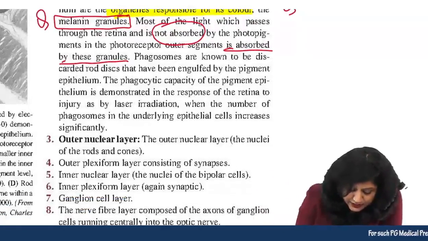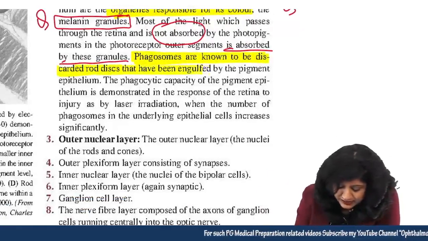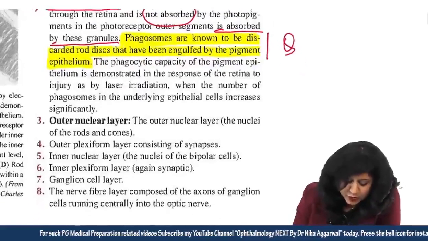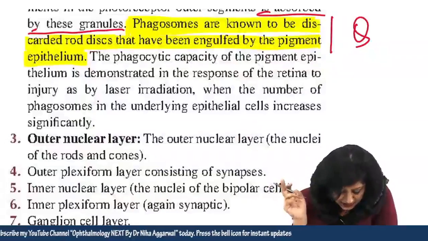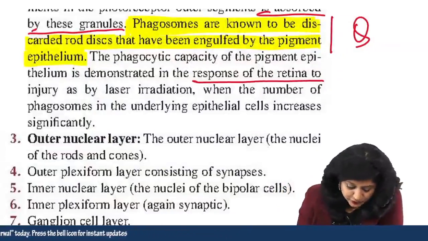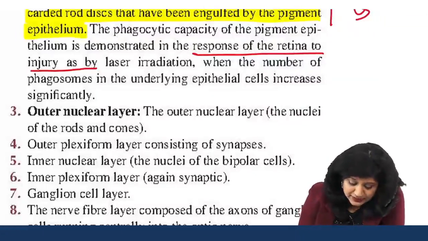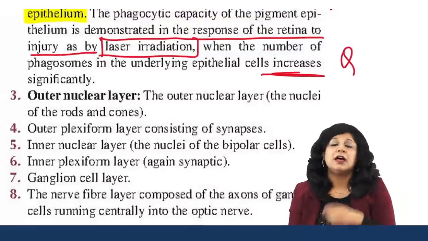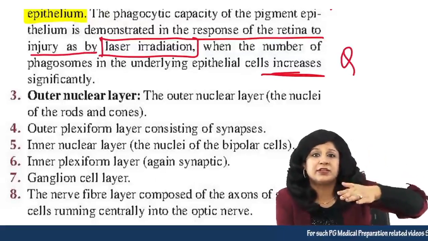Then another important thing is your phagosomes. Phagosomes are known to be discarded rod discs that have been engulfed by the pigment epithelium. Sometimes you may get a question on these phagosomes also. What are phagosomes? They are nothing but the discarded rod discs which are engulfed, taken up by the pigment epithelium. The phagocytic capacity of this pigment epithelium is demonstrated in the response of retina to injury. This is shown whenever there is injury to the RPE by laser or IR radiation, when the number of phagosomes increases significantly. Whenever there is a trauma, the number of phagosomes suddenly starts increasing, which shows that it is undergoing phagocytic activity.